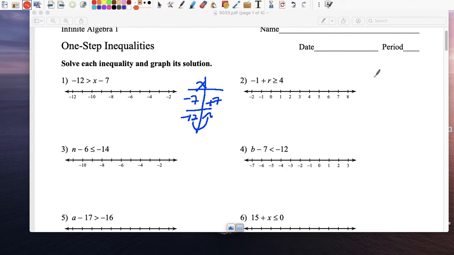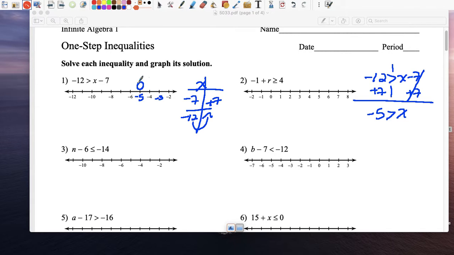So let me do it over here. So here, x - 7 = -12. The first thing, left and right, we do +7, +7. So these two go away. X, and this is -12 plus 7 is -5. So that's our answer. Now -2, -3, -4, -5 is right here.